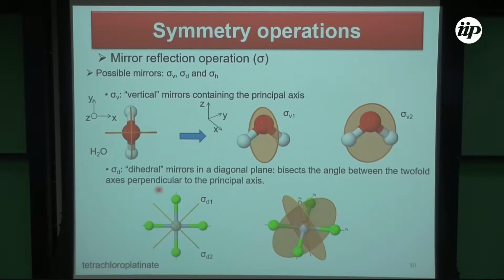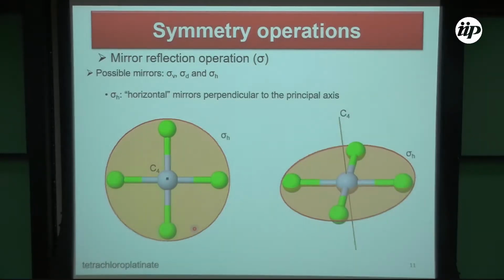We can have diagonal mirrors, like this. I call it diagonal, but they are dihedral in English. So they are in the diagonal plane. This is the definition: they bisect the angle between the twofold axes perpendicular to the principal axis. The picture just speaks for itself. And this is the horizontal mirror. The main axis in this molecule is here, and it has this mirror, which is perpendicular to the main axis, so it's a horizontal mirror.